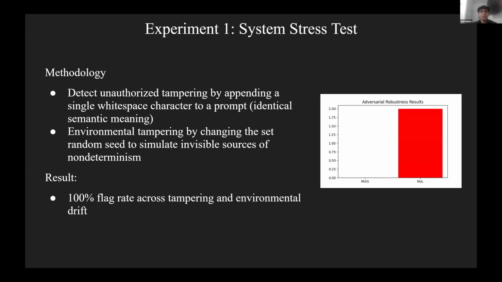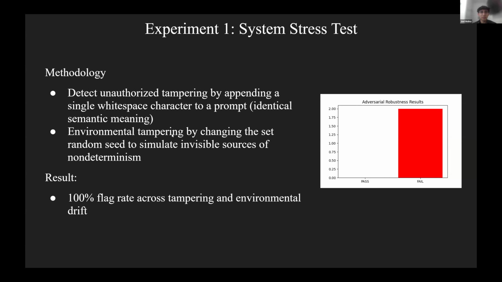Next, we have the adversarial robustness test, which is where I conduct two tests within it to check for unauthorized tampering. So I append a single white space character to a prompt, which implies the identical semantic meaning, meaning that theoretically the model, if it has a temperature of 0, should reproduce the same thing. However, this framework is so granular that it would identify within the hashes that there is an additional white space character in the input, meaning that it is not exactly the same, making it not completely reproducible. However, because the system detects it, it is.